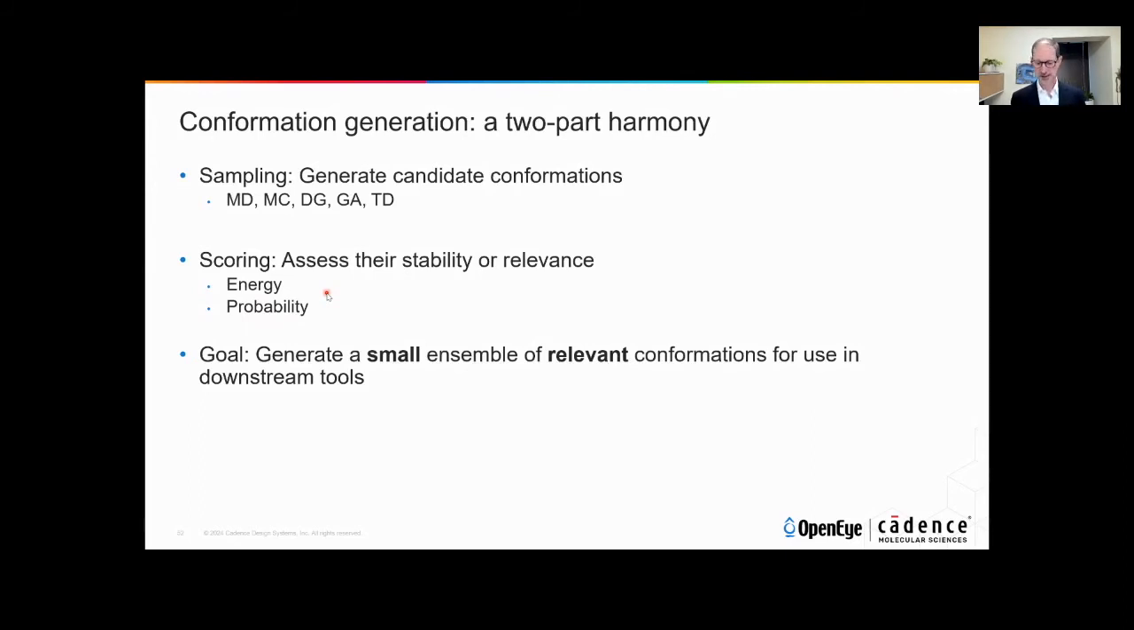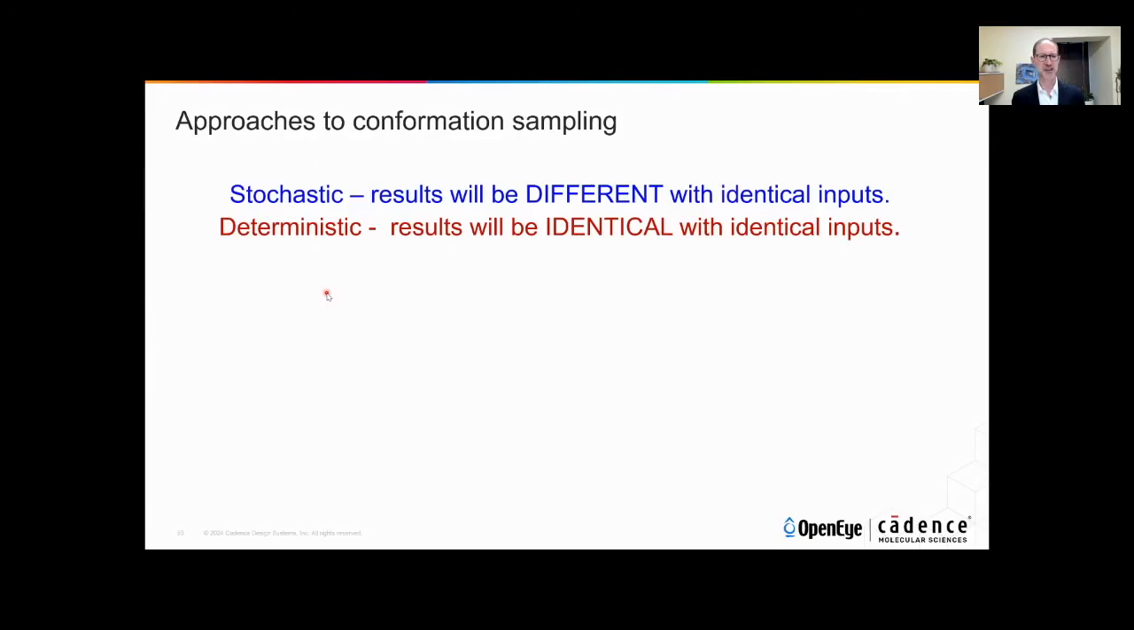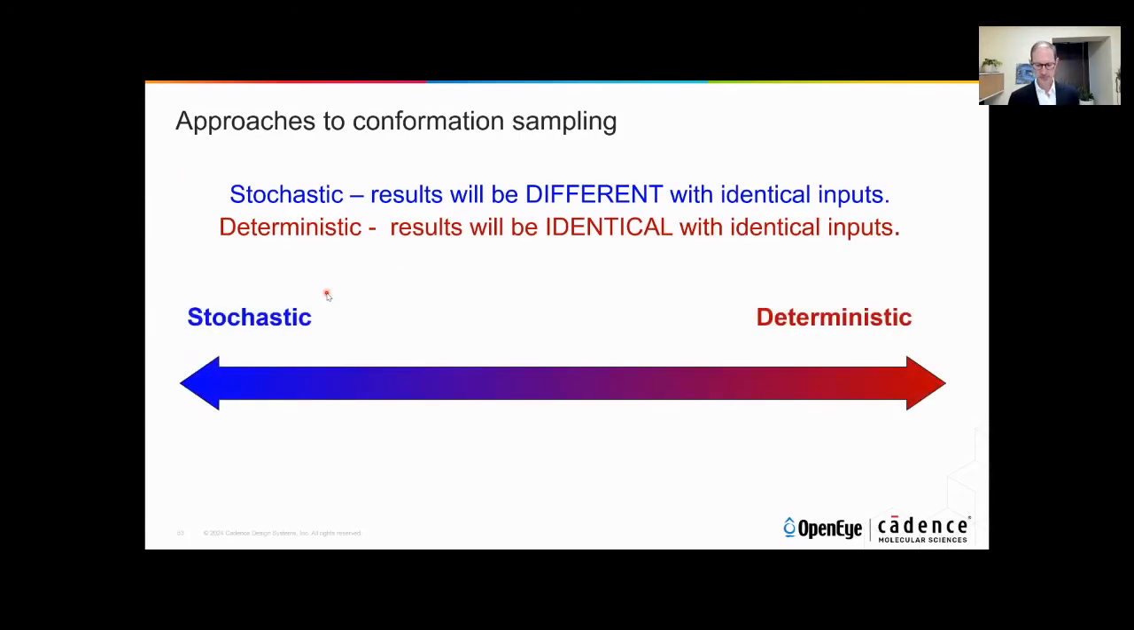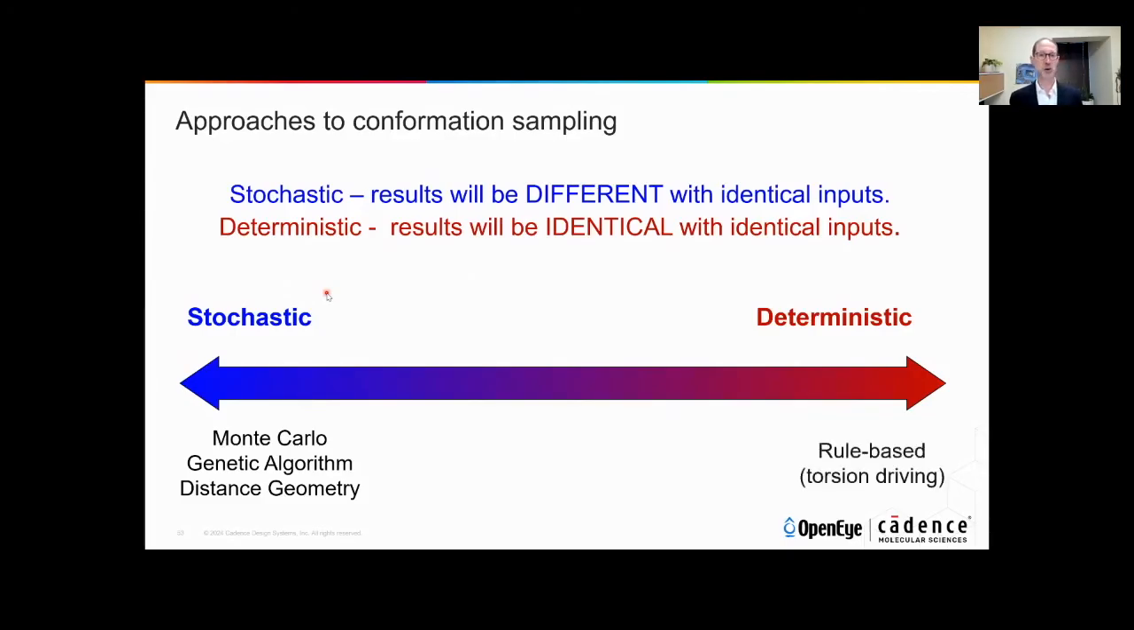So sampling methods I'm going to split into basically two parts, stochastic methods and deterministic methods. Stochastic methods are going to give you a different outcome with identical inputs, and deterministic methods aim to give an identical output with identical inputs. So if I put that on a scale, fully stochastic methods include Monte Carlo, MC, genetic algorithm, GA, and distance geometry, DG. Fully deterministic methods, rule-based approaches, which usually involve something called torsion driving. And then I'll put molecular dynamics in the middle.